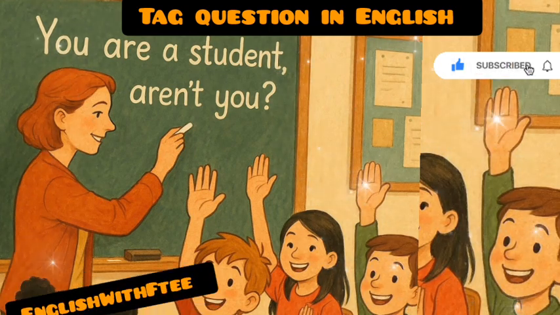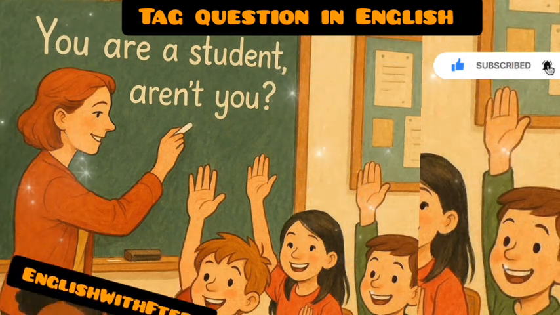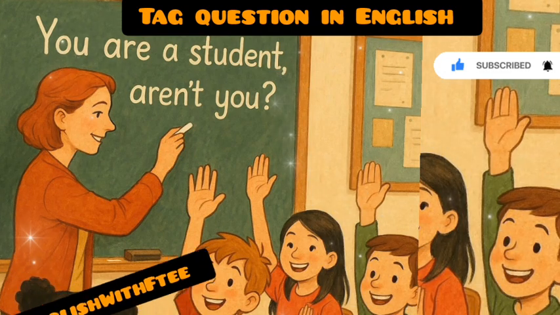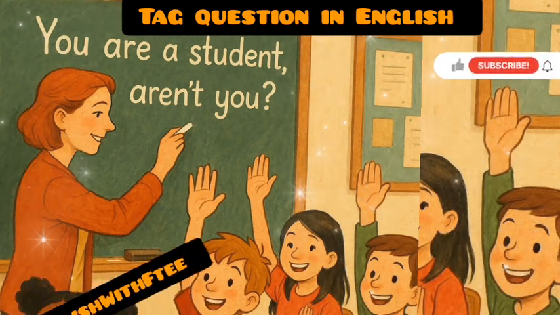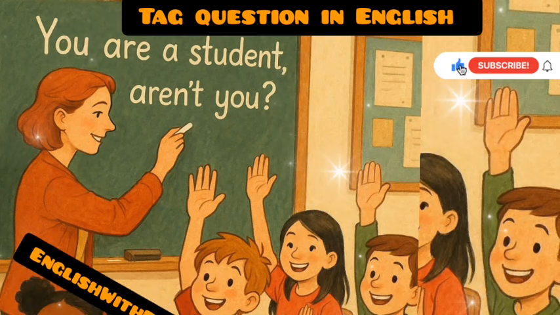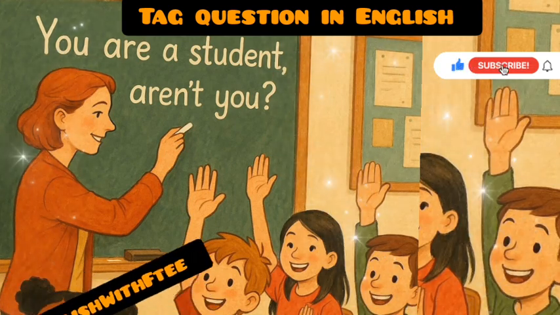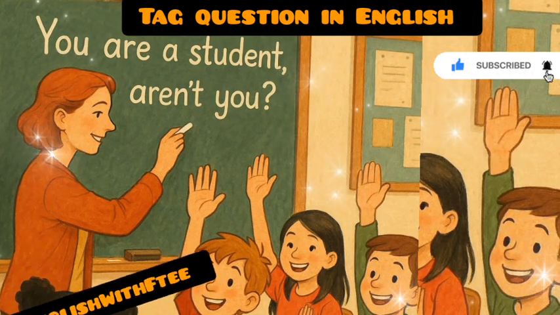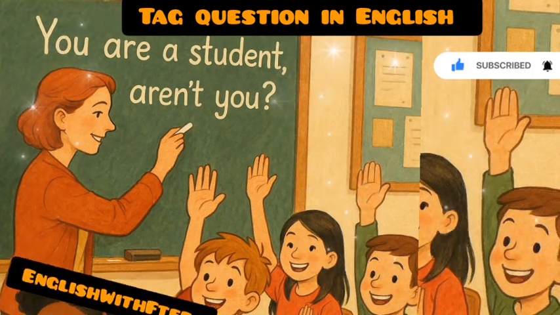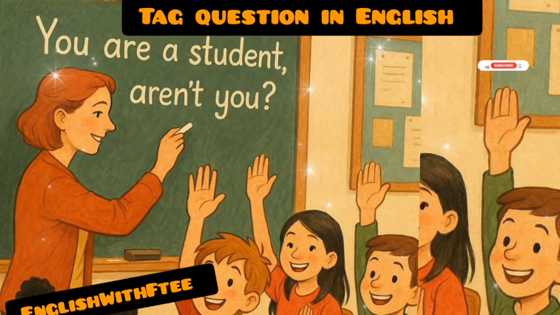Example number 4. He called her, didn't he? The action in this statement is in the past, and that is why we use did. And the statement is in the positive, which requires a negative tag.